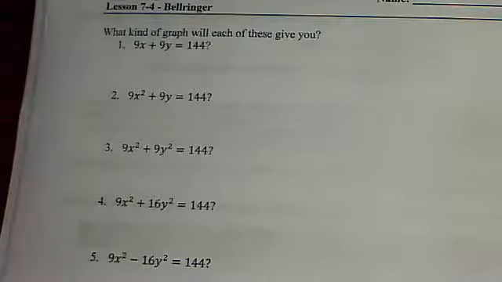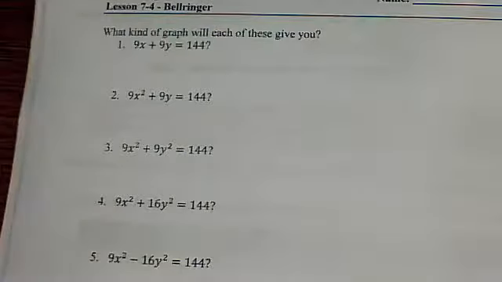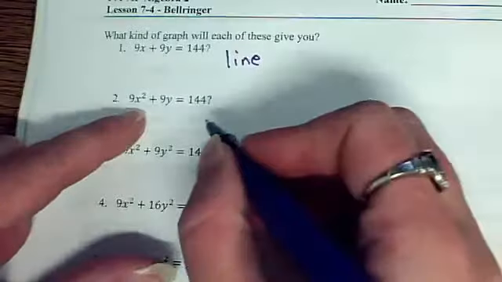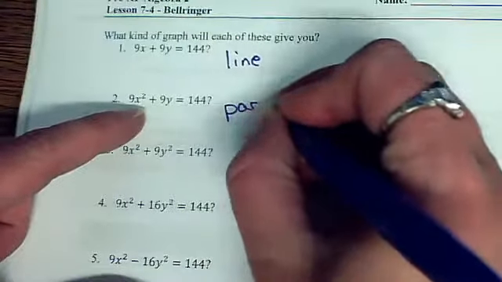Let's review a little bit and talk about what kind of graph each of these will give us. 9x plus 9y equals 144. Well, that's really easy. We know that if we just have an x and we just have a y, that's going to be a line. Now, here we have x squared. Only one is squared. That is going to be a parabola.